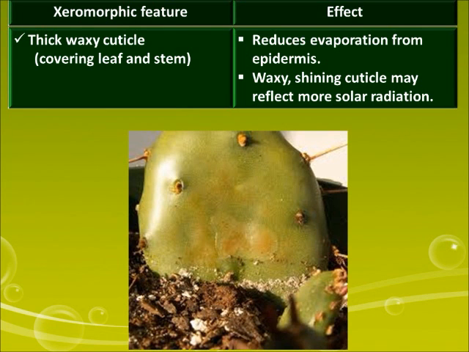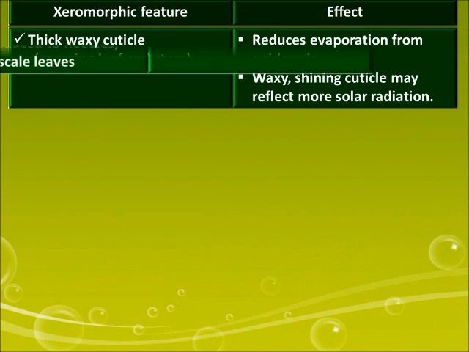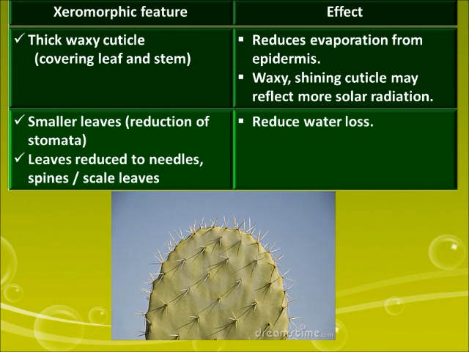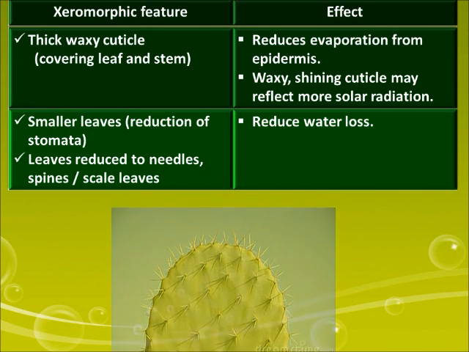Waxy shining cuticle may reflect more solar radiation. Smaller leaves with reduction of stomata. Leaves reduced to needles, spines, or scale leaves. Reduction of leaf surface and number of stomata to reduce water loss.